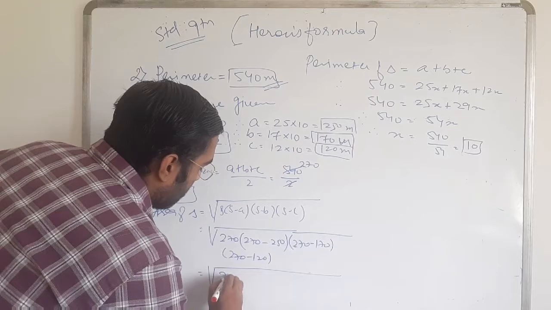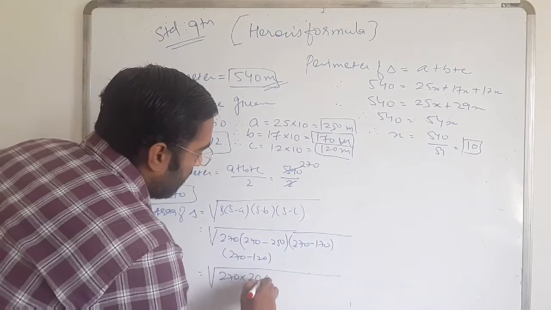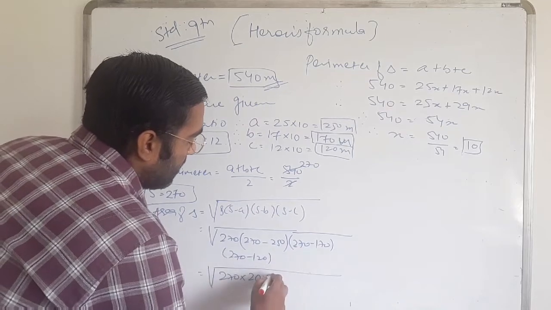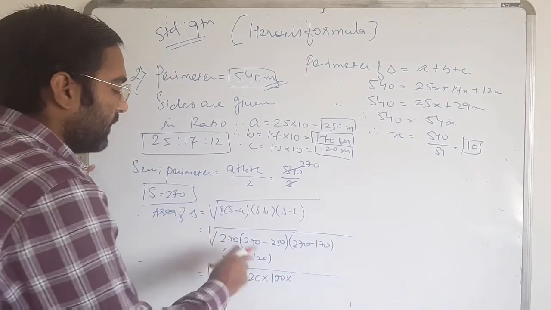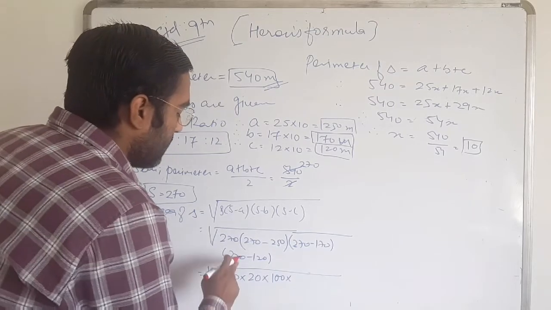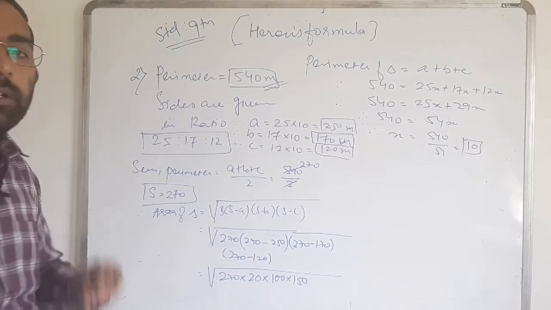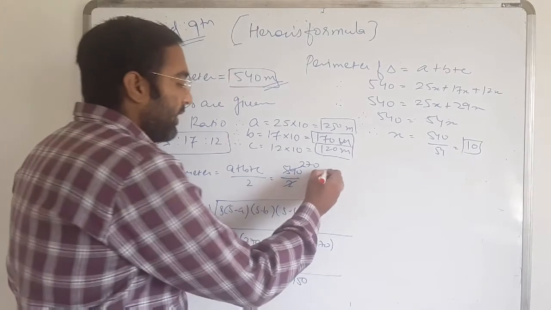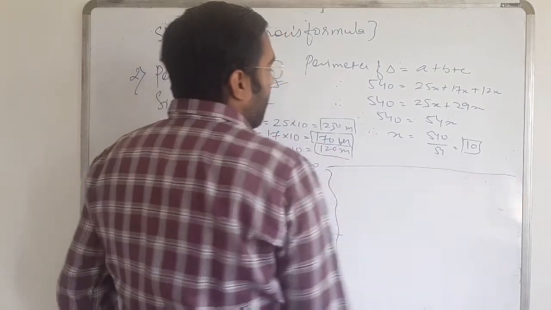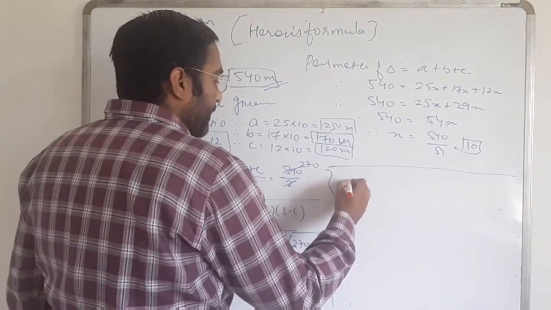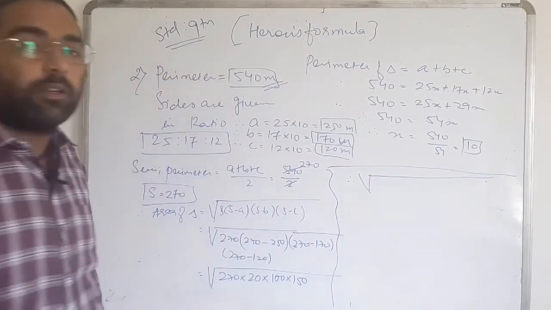So now in the square root, that is 270 multiplied by 270 minus 250, that is 20, 270 minus 170, that is 100, and 270 minus 120, that is 7 minus 2, 5, so 150. Okay, clear. Now we have to factorize these numbers to find the area. Now in the square root we have to factorize all of these numbers.